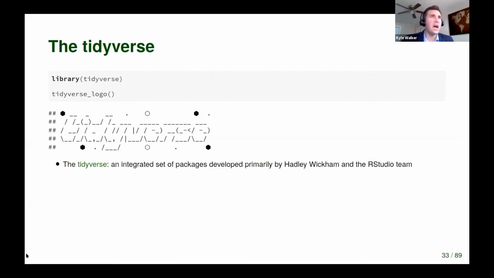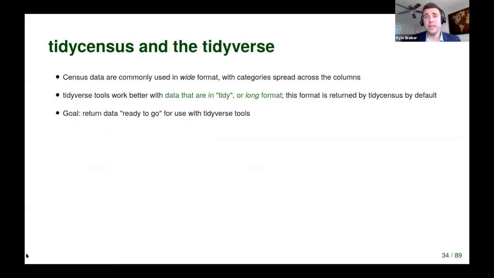Thinking about design philosophy, going back to that last topic that we talked about, census data are commonly used in wide format. We talked about the distinctions between long and wide form data. Wide form data has those variables spread across the columns, and we saw some examples of that in the previous section of this workshop. If you're working in a GIS context, in a spreadsheet context, maybe in, say, an SPSS context, wide form data is probably what you're familiar with. And there are a lot of applications where that makes a lot of sense.